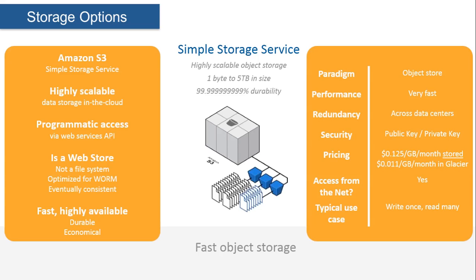Like all Amazon services, it's accessible programmatically via APIs, and it's essentially a web store. I want to emphasize it's not a file system, so you don't have file locking and the like. It's an object store. That makes it extremely fast when it's serving or loading data, and highly available, as we highlighted with the durability earlier, but not really suitable for random reads and writes. You can see the pricing there, starting at 12.5 cents per gigabyte per month stored.